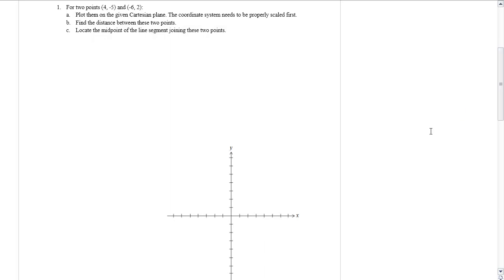For the first point, the x coordinate is 4. So here is 4. And then -5 along the y-axis. So 1, 2, 3, 4, 5. Here is -5. Therefore, the first point is this point right here.